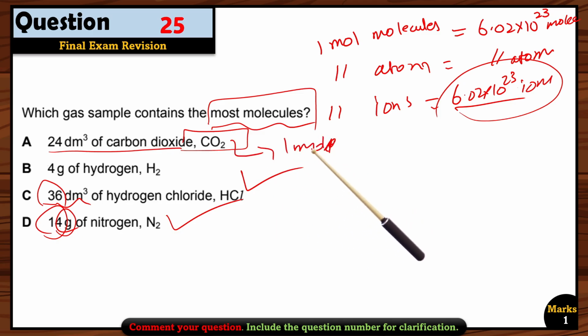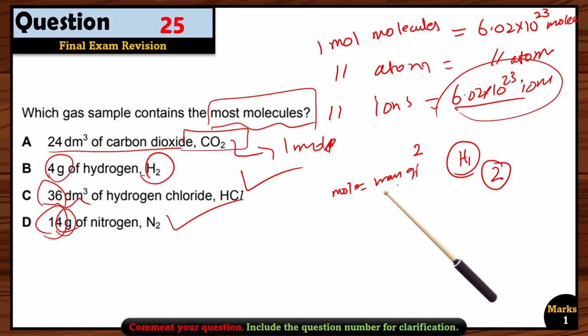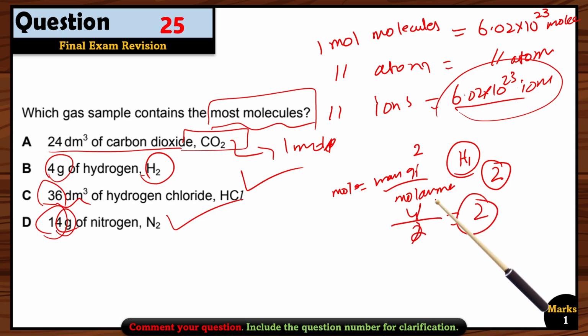Okay, let's see hydrogen. Hydrogen H2, what is the mass? Hydrogen is 1, and if you have 2 hydrogen, then the mass will be 2, right? And for 4 gram, mole is equal to mass given over molar mass. So 4 over 2, it means you have 2 moles of hydrogen gas.